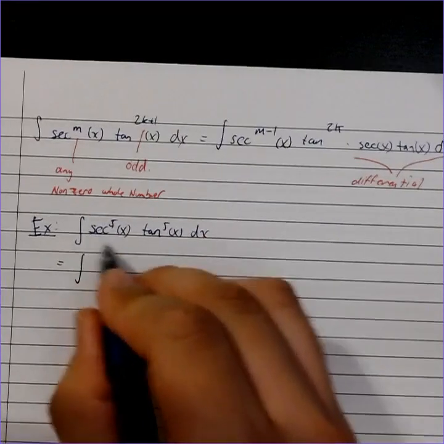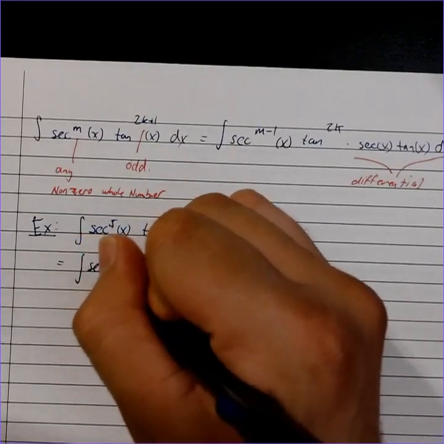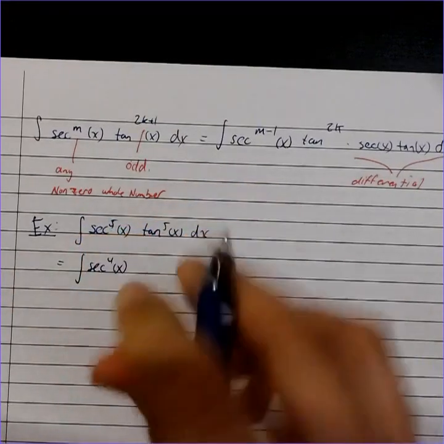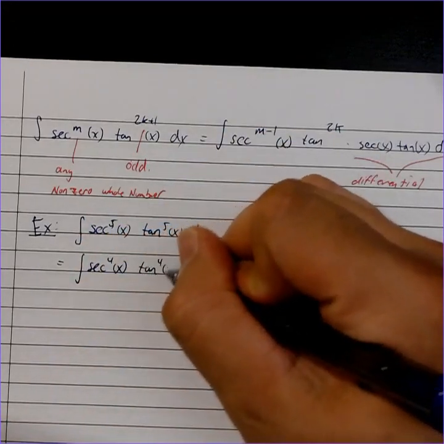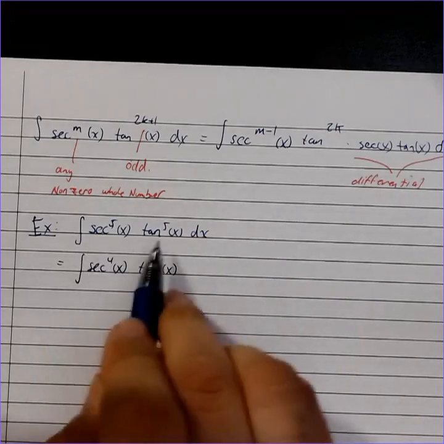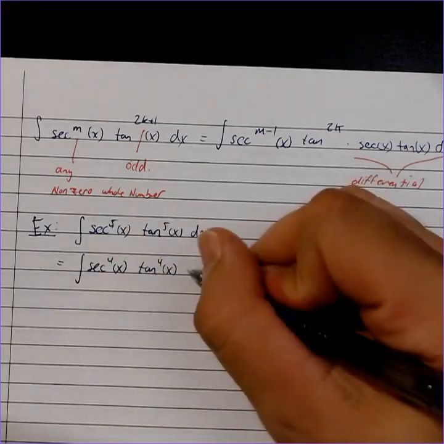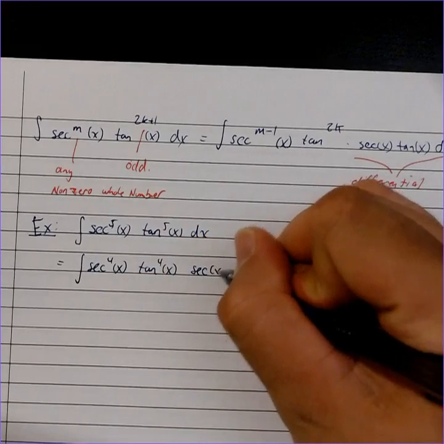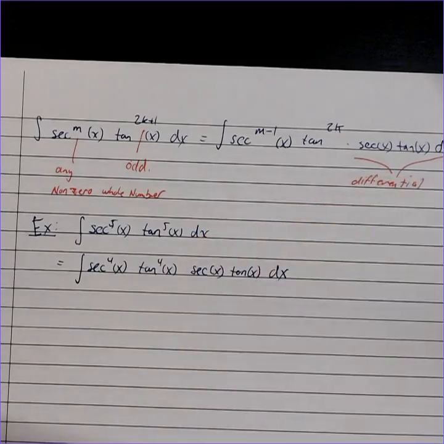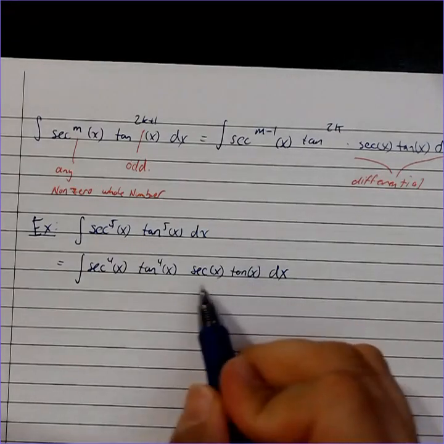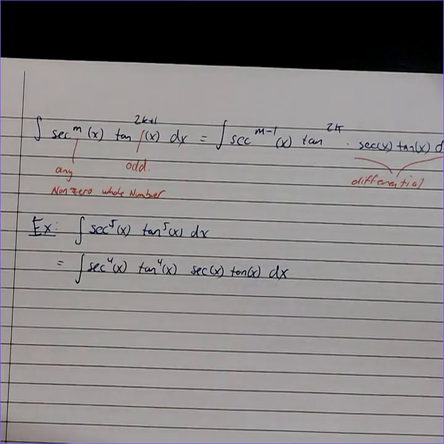Take a single one of these, meaning you're left with just secant to the 4th power of x. A single one of these, meaning you're left with tangent to the 4th power of x. And now the two that you stripped off, one of each of these, come at the end. Secant of x, tangent of x dx. Okay, so we know we're going to use that as our differential. That's going to be our du.